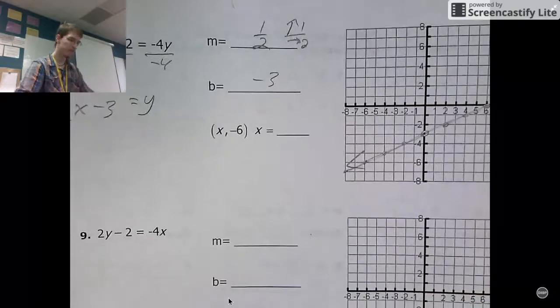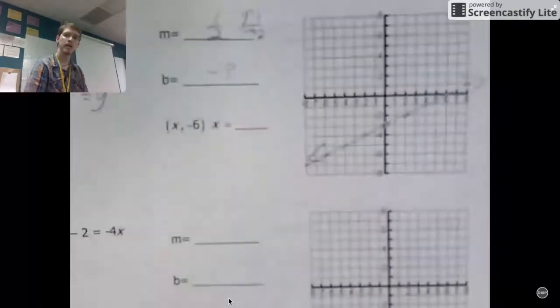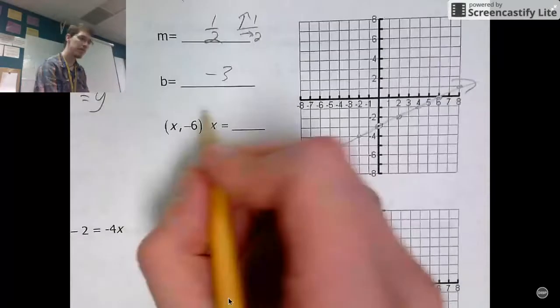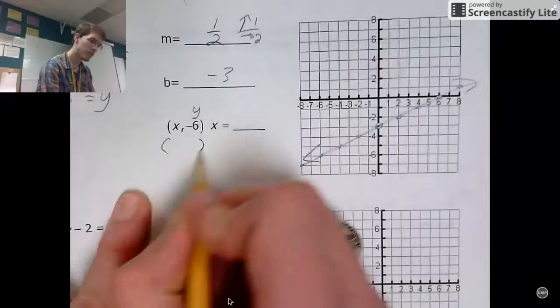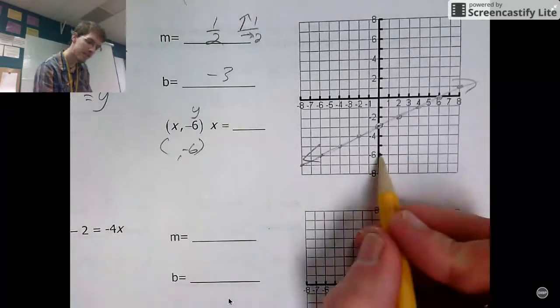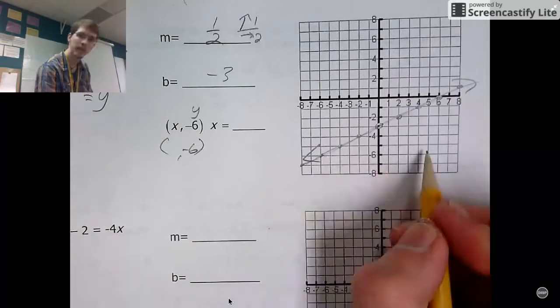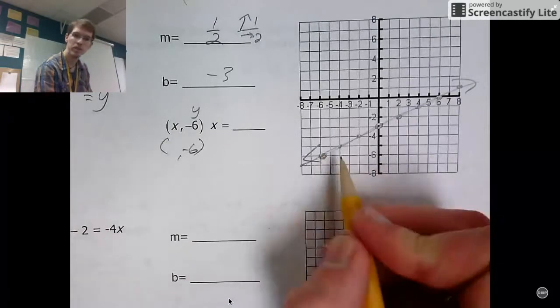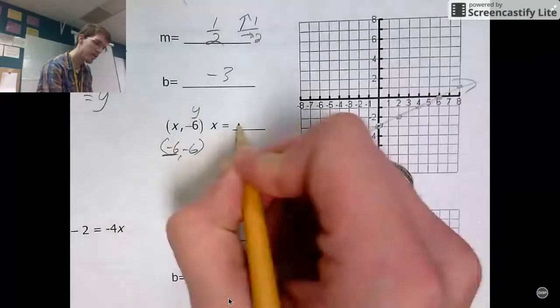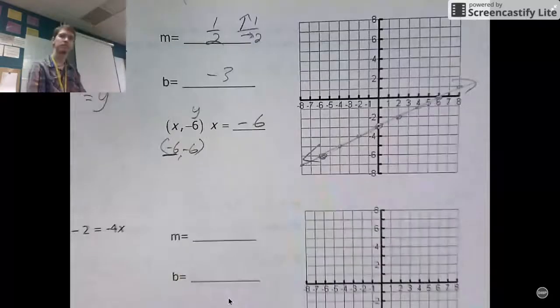Now we are given a point right here, x comma negative 6. So that means when y is negative 6, I'm looking for a point that's negative 6 right here. So negative 6 on the y is going to line up right here. So this point right here, what is that? Negative 6, negative 6. And so our x is negative 6.